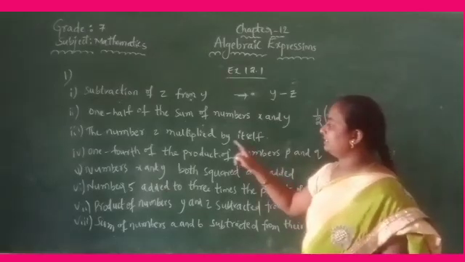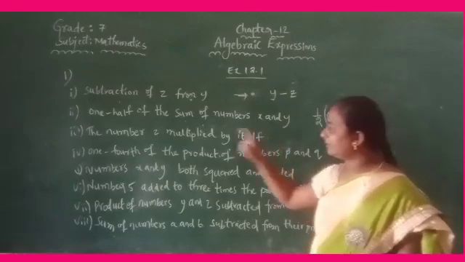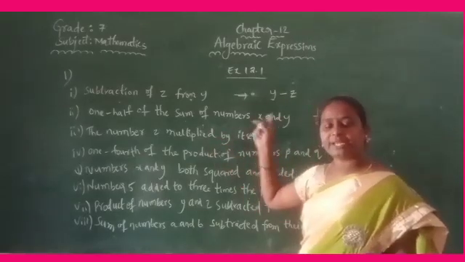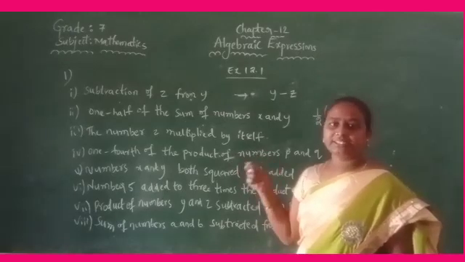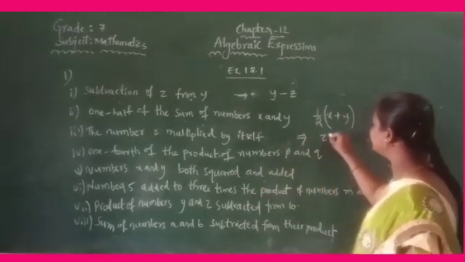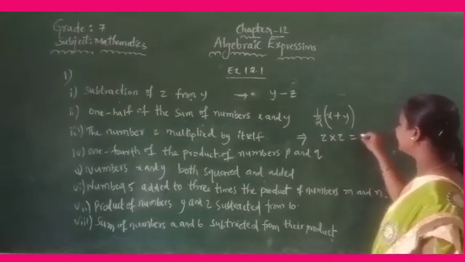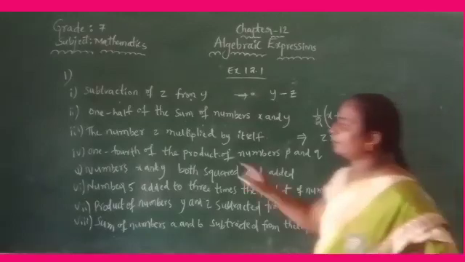The number z multiplied by itself. Itself means again it is multiplied by z. So multiplied means z into z. That is z square.